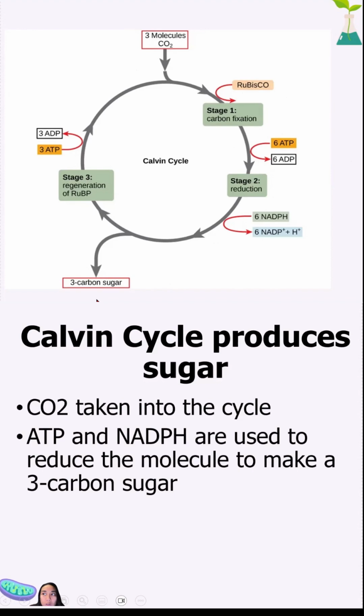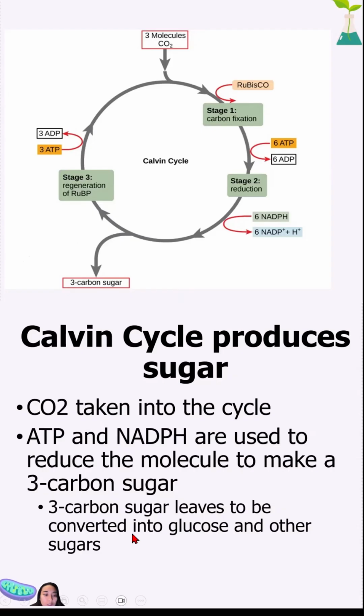Now, this 3-carbon sugar is usually G3P, and hopefully you recognize G3P because that is one of the molecules that is produced during glycolysis. So this G3P, a bunch of it is made, and it's going to be used to basically do reverse glycolysis to produce sugar, glucose. And so that's what's happening in the Calvin cycle. So this 3-carbon sugar is going to be used to make glucose, but other sugars can be made as well.